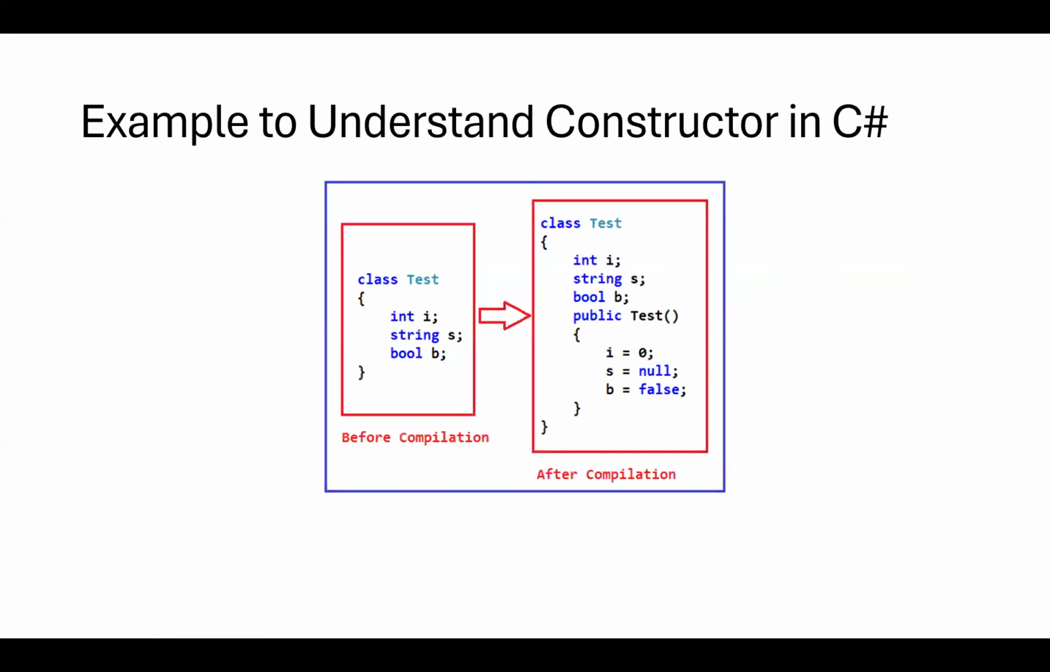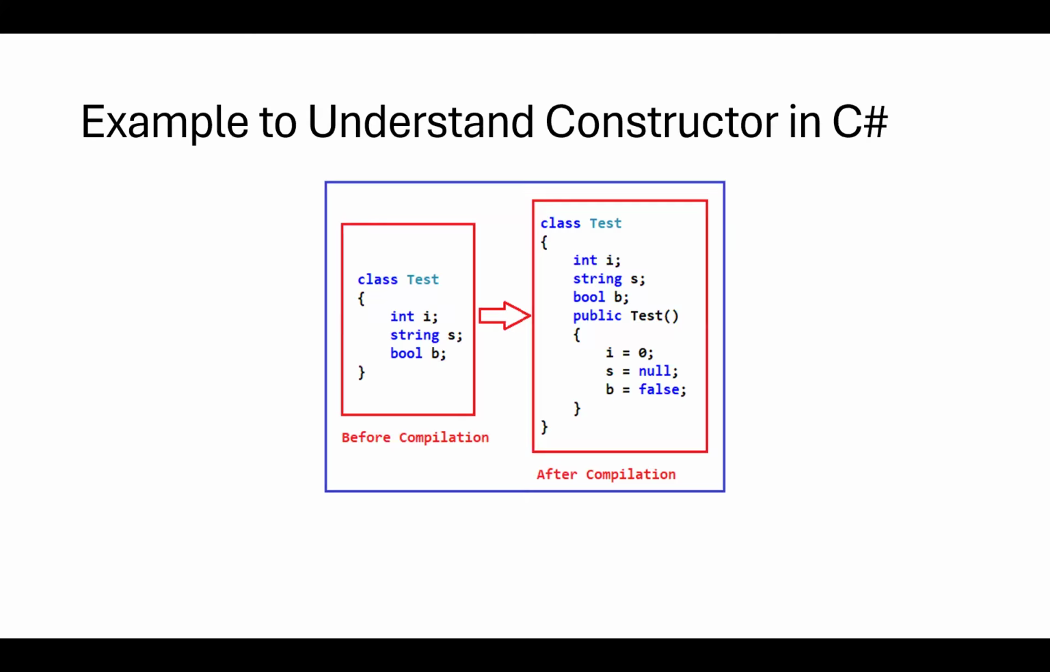Next. So let's look at an example to understand constructors in C#. Every variable we declared inside a class, and every field we declared inside a class, must have a default value. All numeric types are initialized with 0. Boolean type is initialized with false. String and object types are initialized with null.